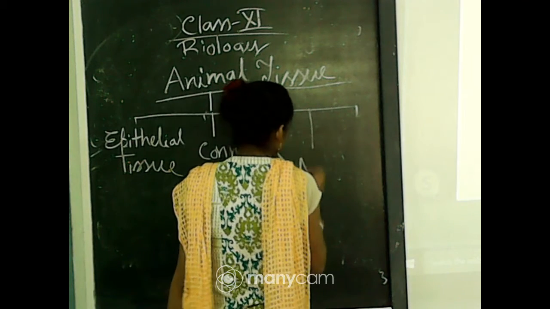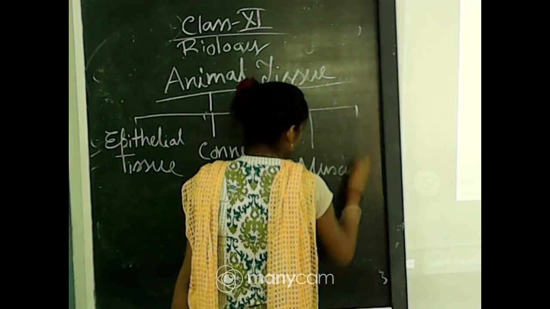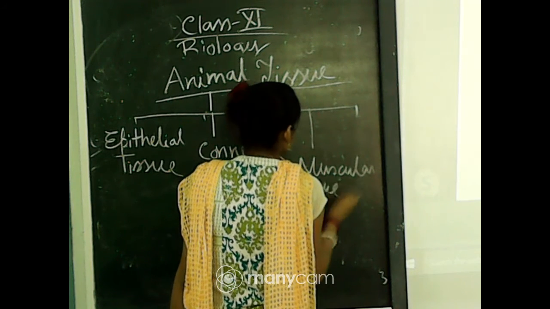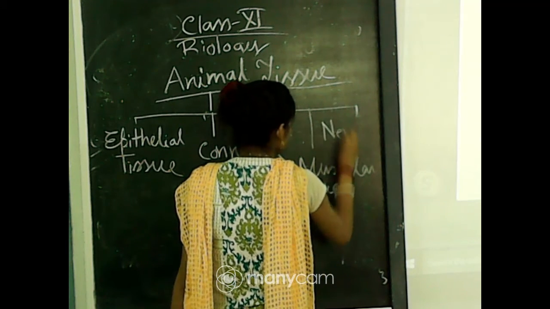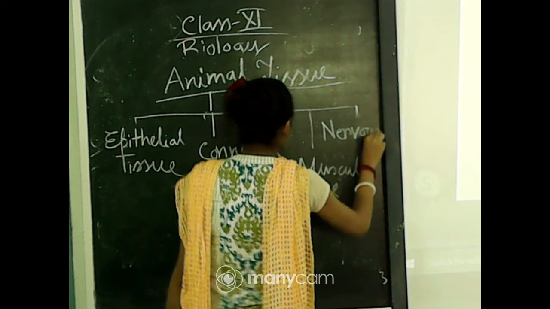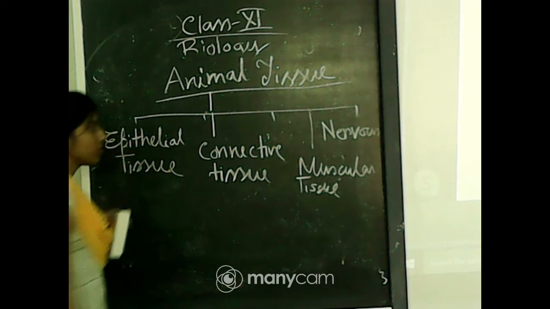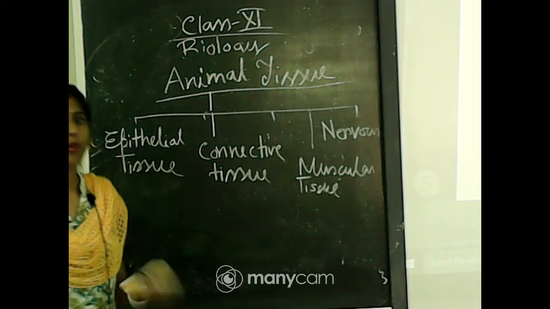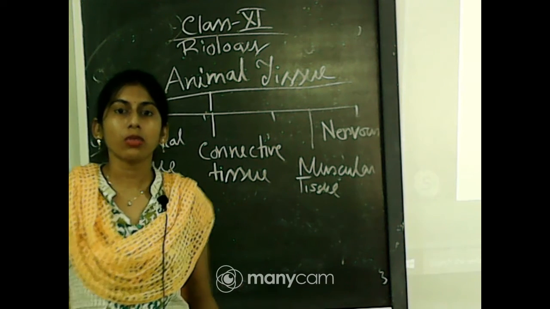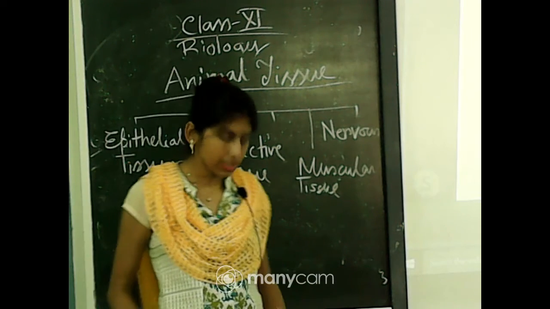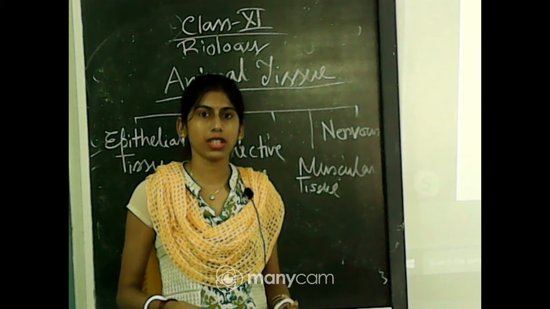Third one is muscular tissue. And fourth one is nervous tissue. These 4 types of tissues can be mainly found in case of animals. So, what are the functions of these 4 tissues, and from which layer at the embryonic stage have these tissues developed? First we will see that part.